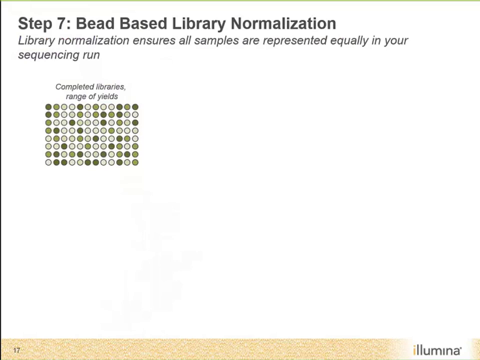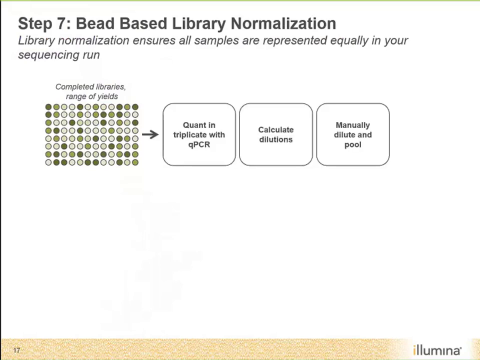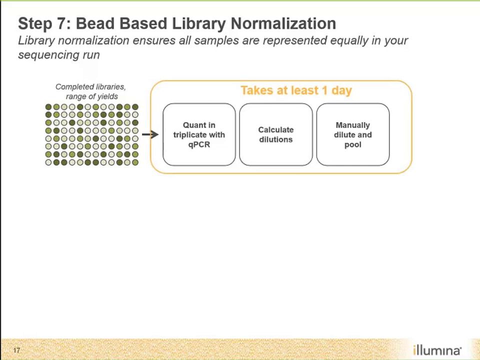If we envision here the schematic where we have 96 different libraries that were generated, each one is a little bit different in concentration, and we want to normalize these to the same concentration. Traditionally, we recommend quantifying in triplicate with qPCR, then calculating the dilution, and then manually diluting and pooling each of these libraries. As you can see, if you've ever done qPCR, it can be quite tedious, and it can take quite a long time to do this manual normalization.